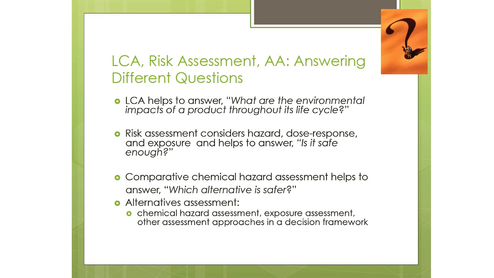Risk assessment considers a chemical and asks whether it is safe enough. Comparative chemical hazard assessment looks at hazard, dose response, and exposure, as risk assessment does, and says which alternative is safer, what's the safest possible. And finally, alternatives assessment takes comparative chemical hazard assessment and adds in other decision criteria such as exposure assessment and other assessments in a decision framework that evaluates the bigger issue of what a safer alternative is in a complete decision framework.